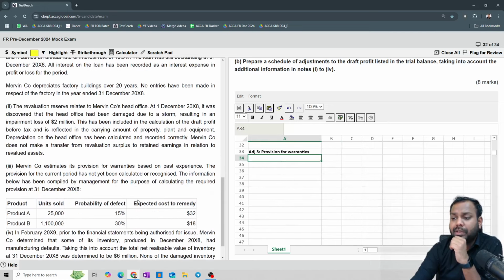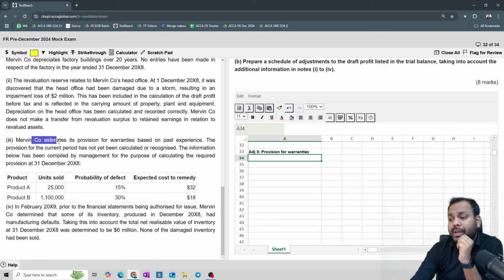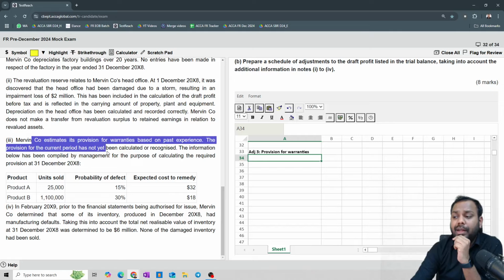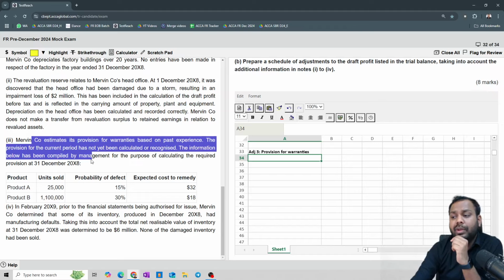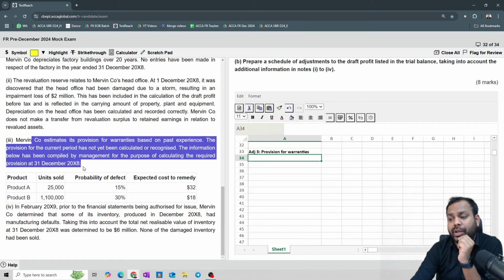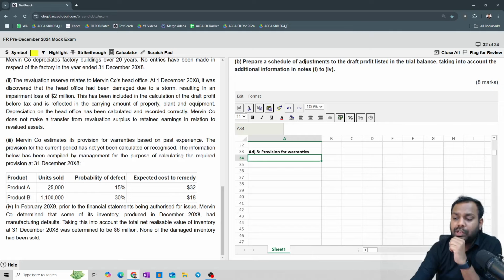Coming to adjustment number 3, Mervyn company estimates its provision for warranties based on past experience. The provision for current year has not been updated or recognized. The information below has been compiled by the management for the purpose of calculating the required provision at 31st December 20x8. Units sold for product A and product B in the current year, the probability of defect, and if there is a defect, the cost we have to incur.